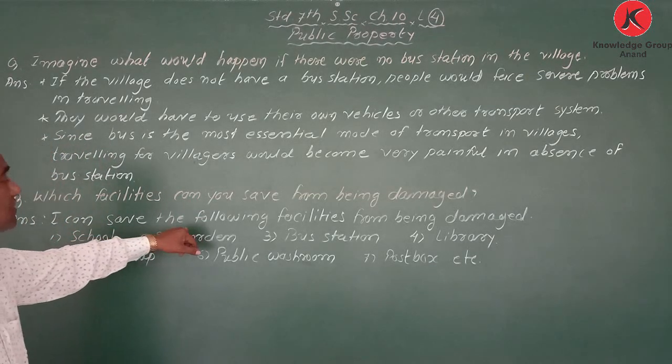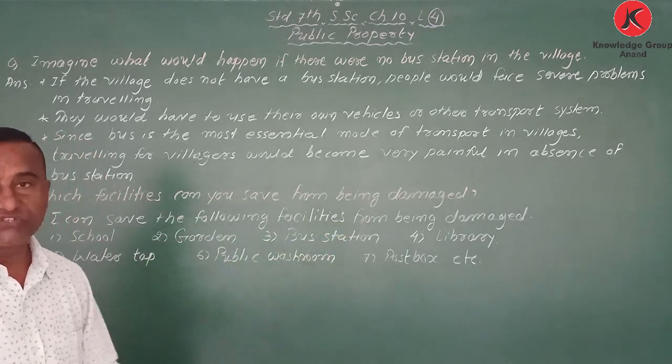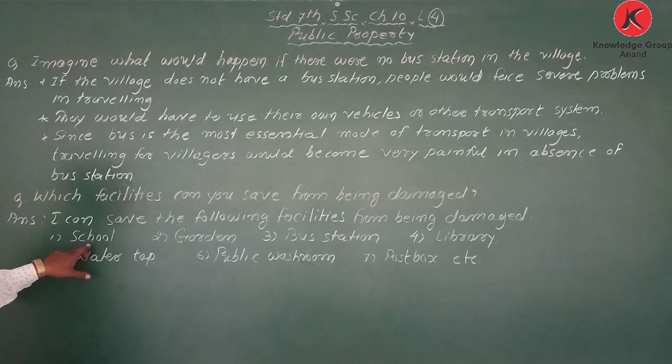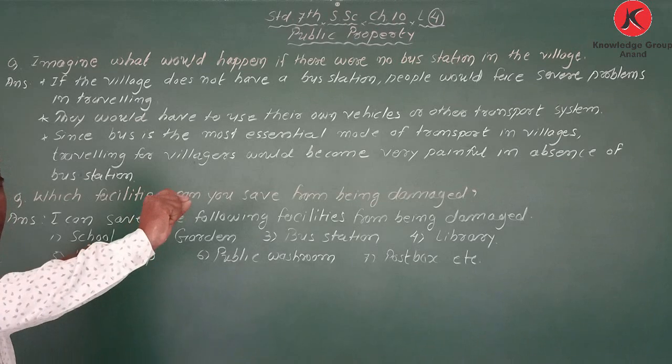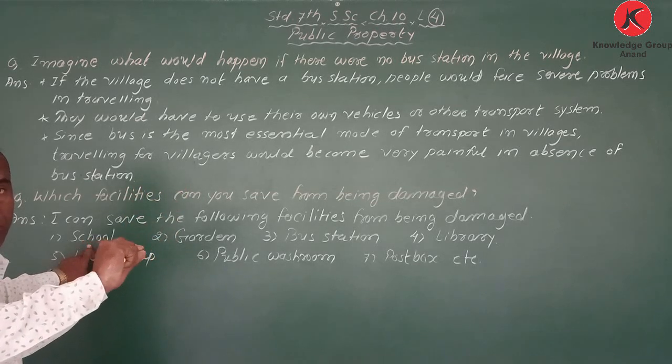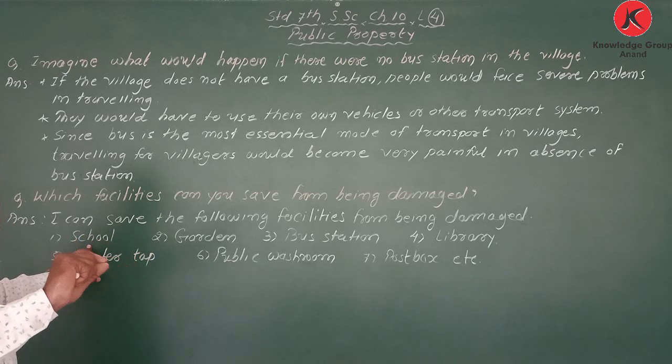Answer: I can save the following facilities from being damaged. First, school. In a school, we should not write names on benches or on the wall. We have to keep the washroom clean. We cannot remove plants from the garden. So by doing certain things, we can save the school.